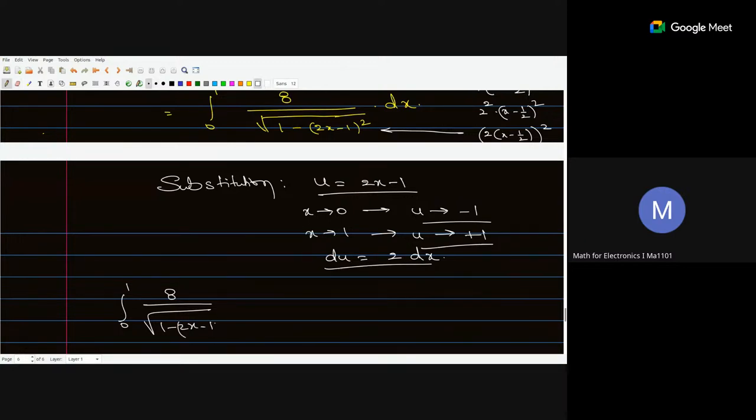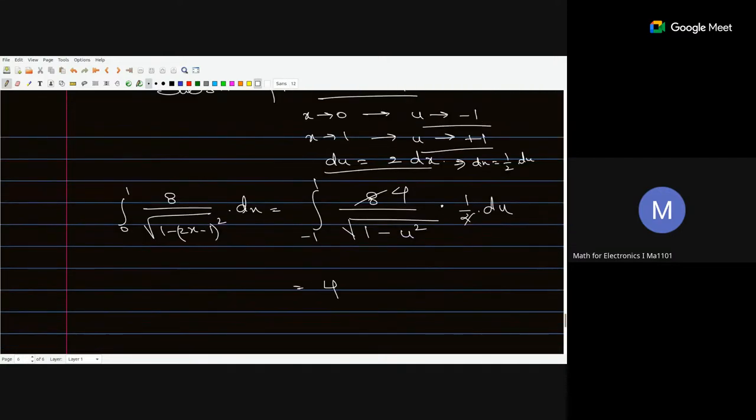So everything that is required: integral 0 to 1, 8 by square root 1 minus 2x minus 1 whole square dx will now become integral minus 1 to 1, because the limits are from minus 1 to 1. And the numerator is as it is, 8. Denominator will be square root 1 minus u square, and dx is half du. So half du, this and this will cancel and you will have 4 here. Now if I pull 4 outside, integral minus 1 to 1, 1 by square root 1 minus u square du. And just now we spoke, this is a very standard integral.